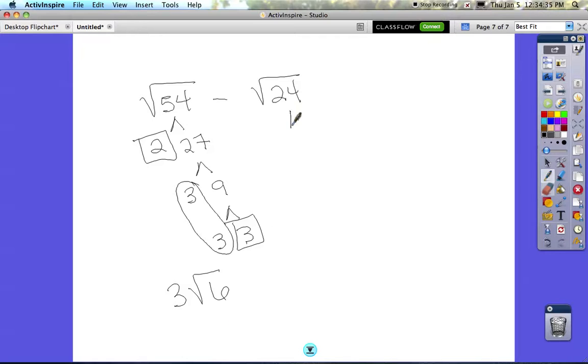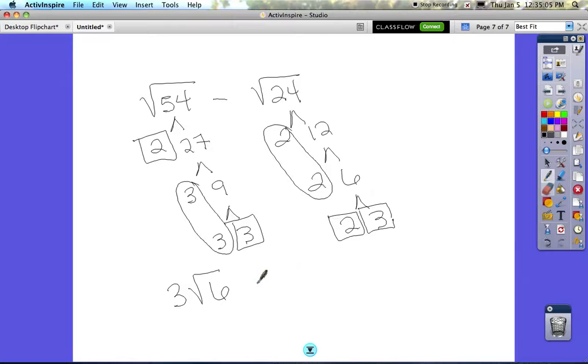Okay, now let's break down the 24. I'm going to break down to 2 and 12, 2 and 6, 2 and 3. Okay, I do see a pair of 2s right here. Once again, it does not matter, but you can't share a 2 to make 2 pairs. You have to have even numbers. This 2 gets to stay home. This 3 gets to stay home. So what's going to go on the outside? 2 square root of 6.